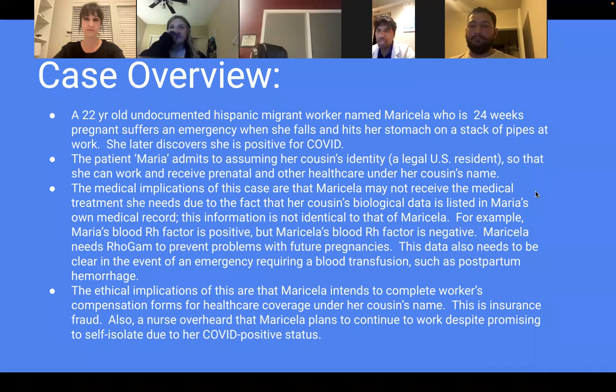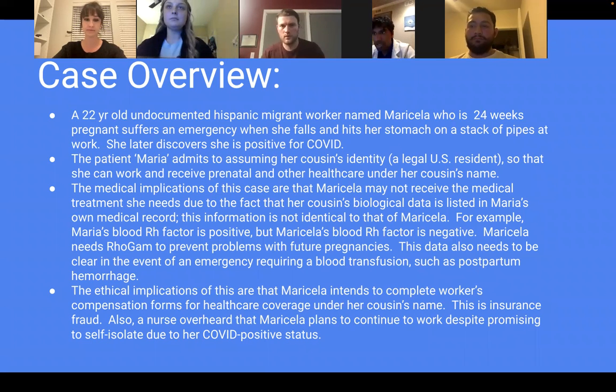Because of this, it also raises concerns about what is appropriate to prescribe and how we can legally document this. In addition, there are ethical implications: Marcella intends to complete workers' compensation forms for healthcare coverage under her cousin's name, which could qualify as insurance fraud. Also, a nurse overhears Marcella planning to continue work despite promising to self-isolate due to her COVID-positive status, because she may not feel she can afford to stop. So there are a lot of different ethical considerations to look forward to.